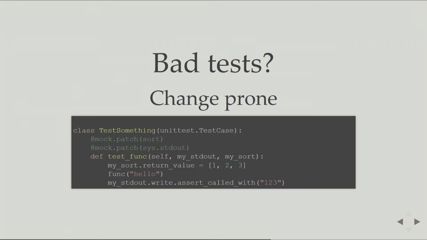So what if you have bad tests? There's different ways your test can be bad. One common way is if your test is change prone. So in this case, we have a unit test, and it's checking that the function concretely calls sort and sys.stdout.write with the exact arguments and in the exact order. So this is bad because every time that you change your code, you also have to make a complementary change to your tests. And so it's taking a lot of your time to maintain those tests.